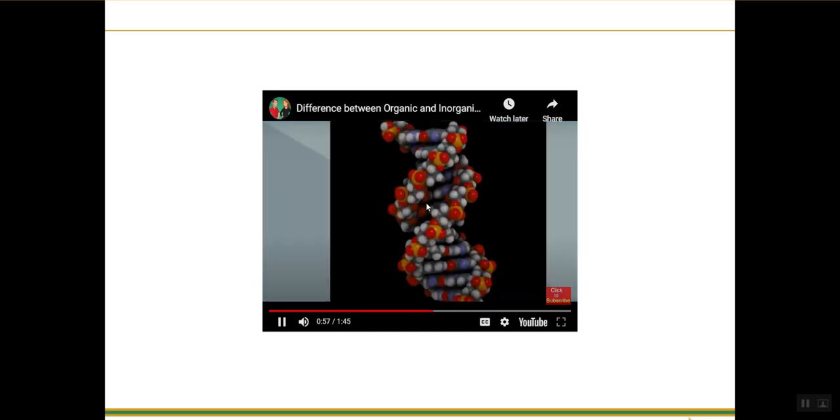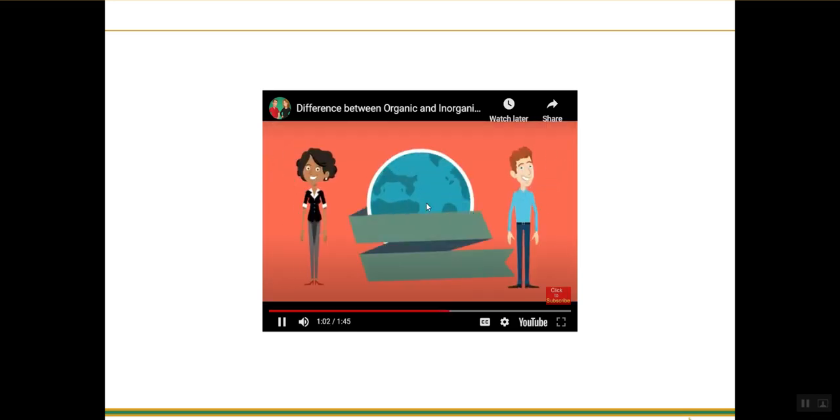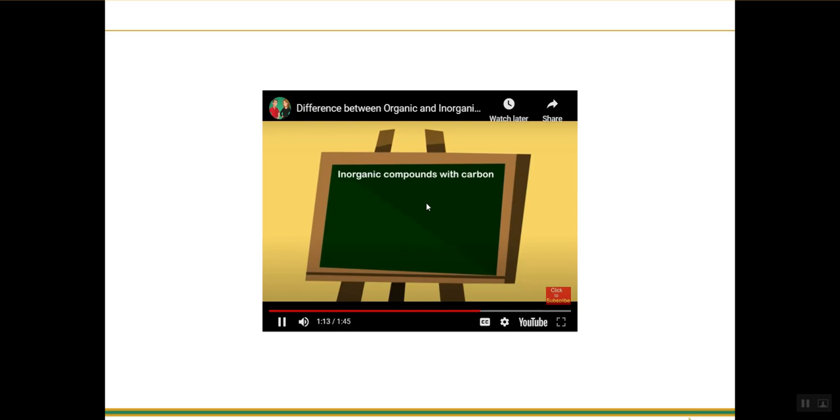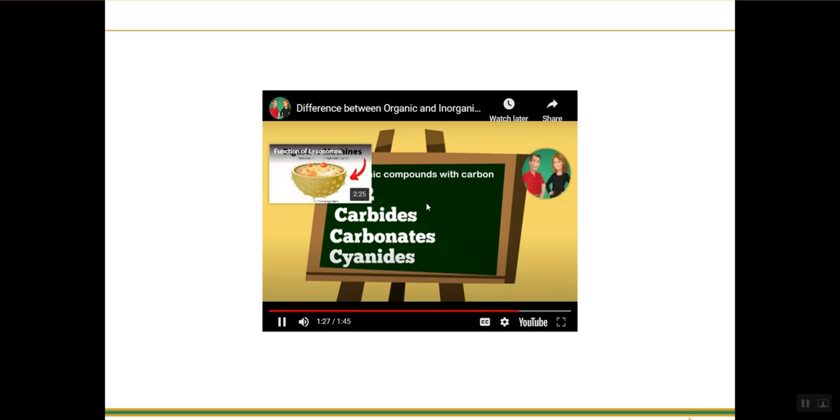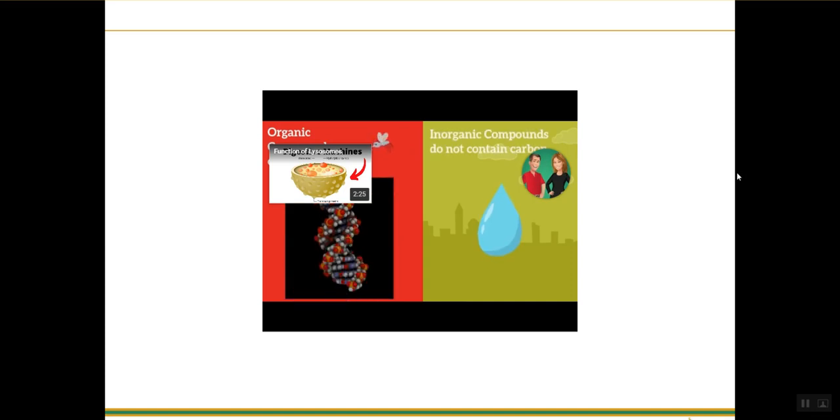Organic compounds can be very large and complex. A compound that does not contain carbon and is usually simple are called inorganic compounds. There are exceptions to this, such as carbon dioxide, and also this would include carbides, carbonates, and cyanides. But generally, inorganic compounds do not contain carbon. They also are more simple than an organic compound. So there we go. Organic compounds contain carbon.